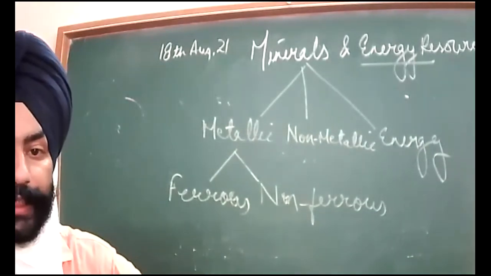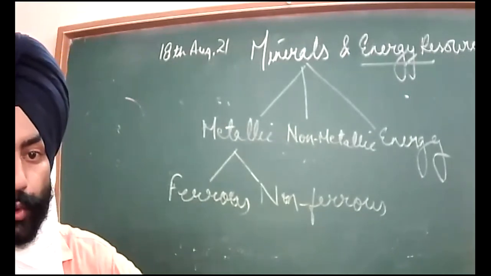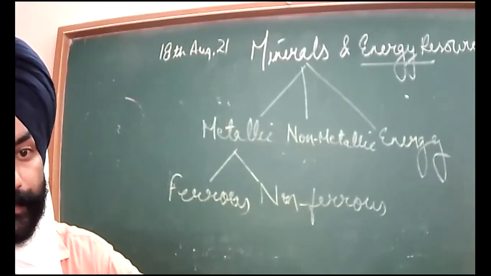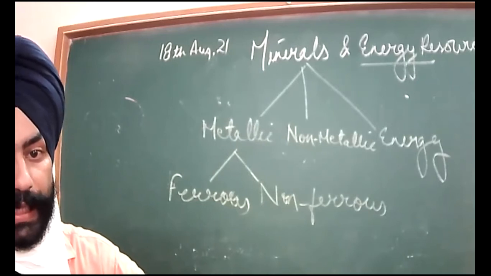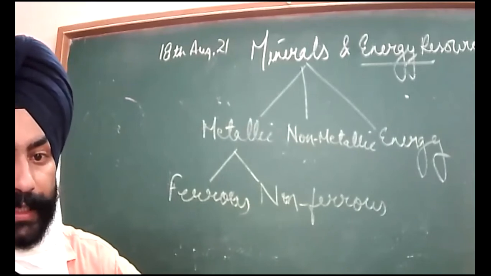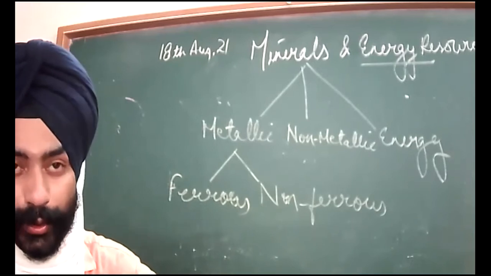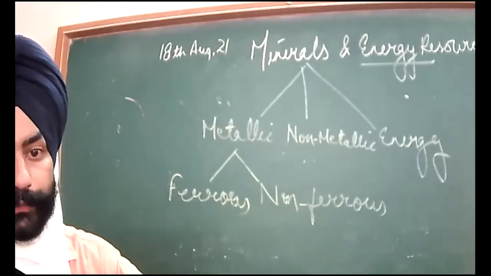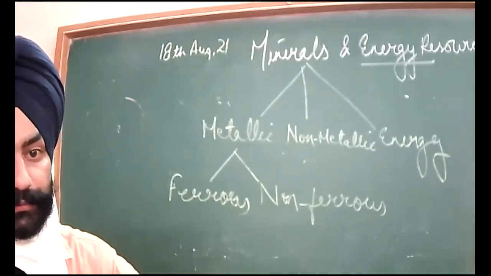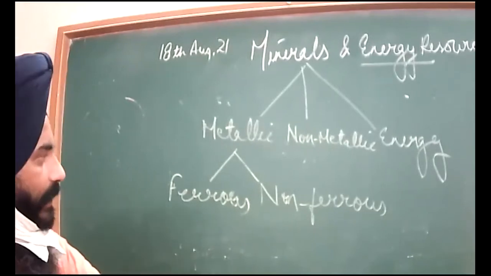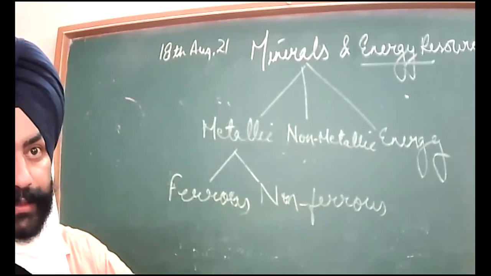Next category is non-metallic minerals. Those minerals which do not contain metal content, but are extracted through the process of mining. Example, crude oil. In the world market, petrol is not sold by the countries, they are selling crude oil. Crude oil, coal, natural gas, limestone, etc. These all do not contain metal content.